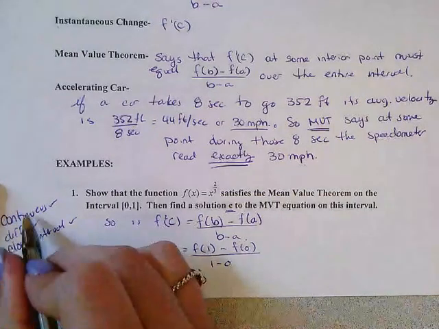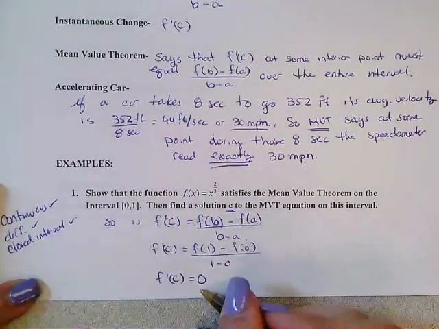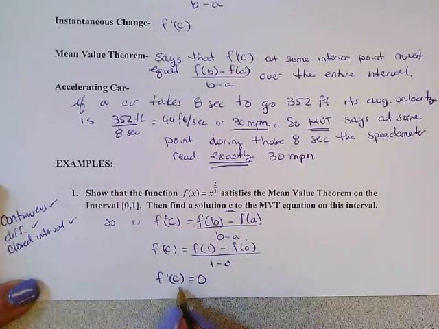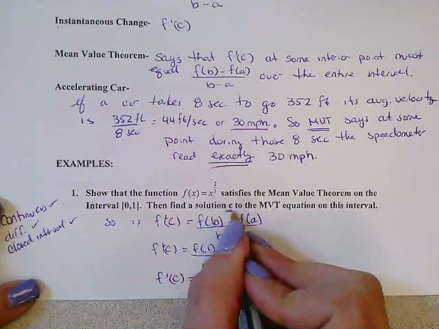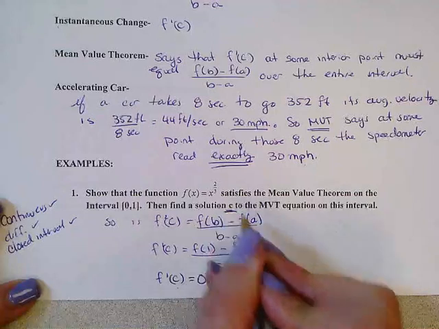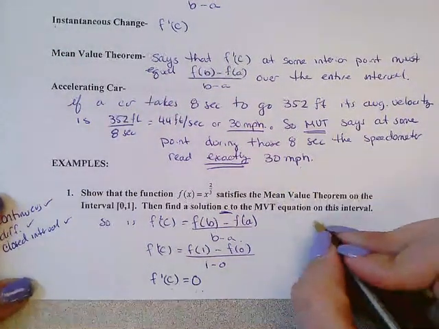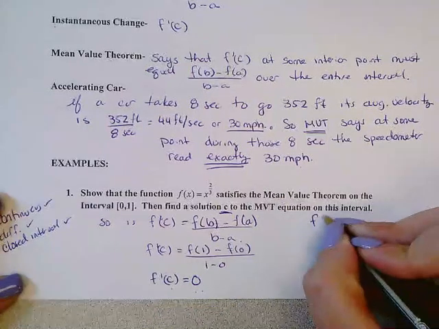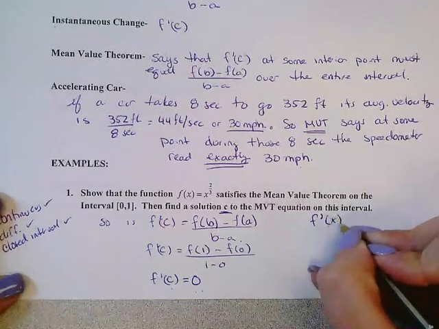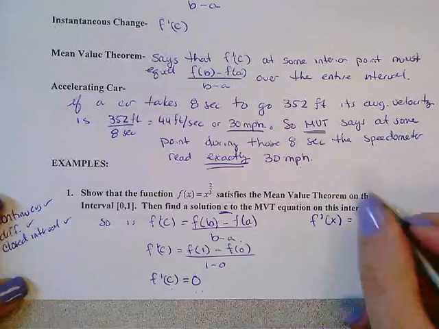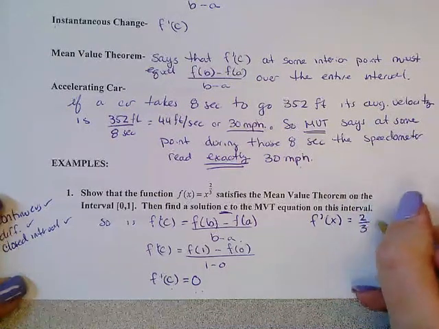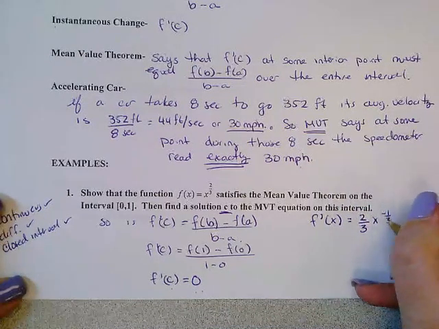Okay, so since all these are correct, then this must be correct. So right now we found f prime of c to be 0, but we need to find the solution of c. In order to do that, we need to first find what is f prime of x. So f prime of x is going to be 2/3 x to the negative 1/3.